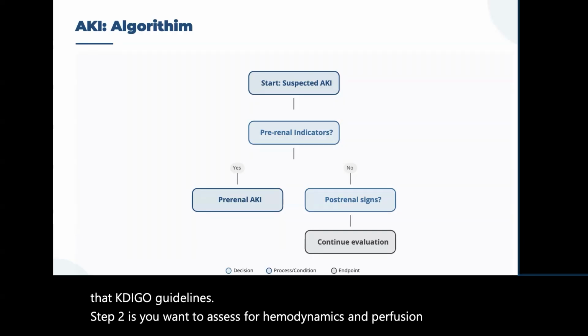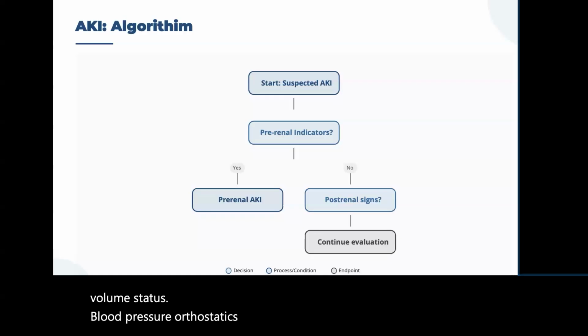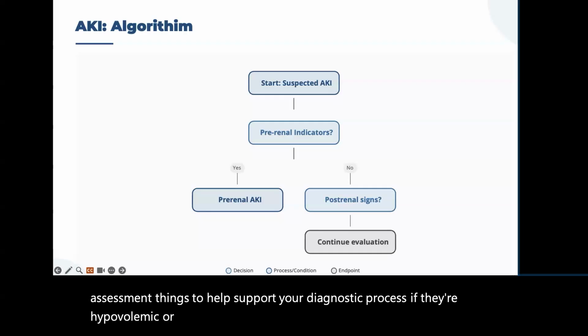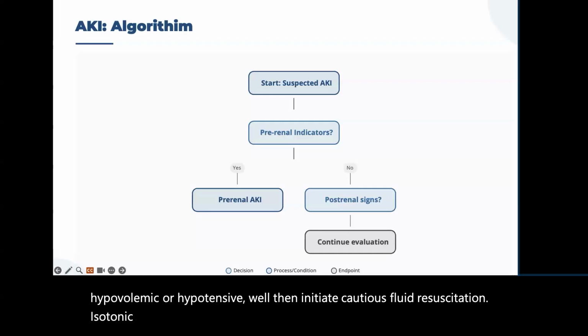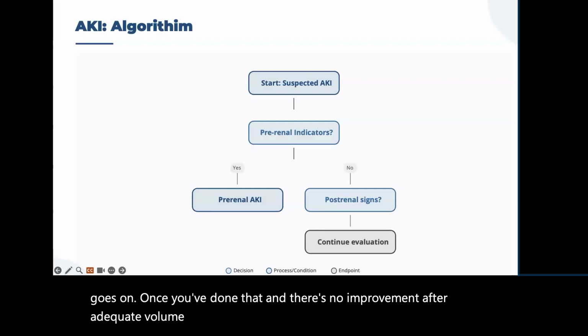Step two is you want to assess for hemodynamics and perfusion. So evaluate volume status, blood pressure, orthostatics, mucous membrane, skin turgor, JVP, all those assessment things to help support your diagnostic process. If they're hypovolemic or hypotensive, then initiate cautious fluid resuscitation, isotonic solution like saline, and then reassess the renal function as this goes on. Once you've done that and there's no improvement after adequate volume repletion, then you go to step three where you're trying to localize the cause.